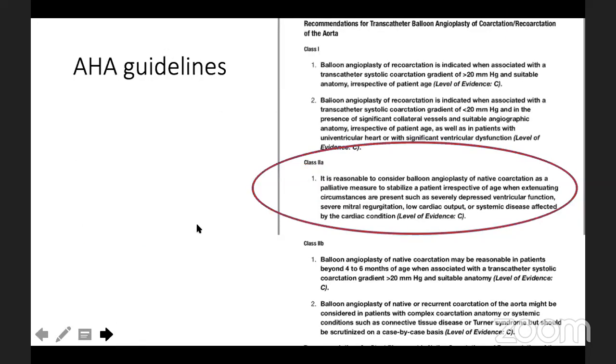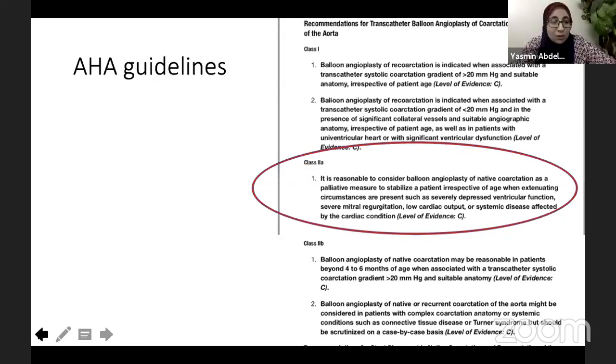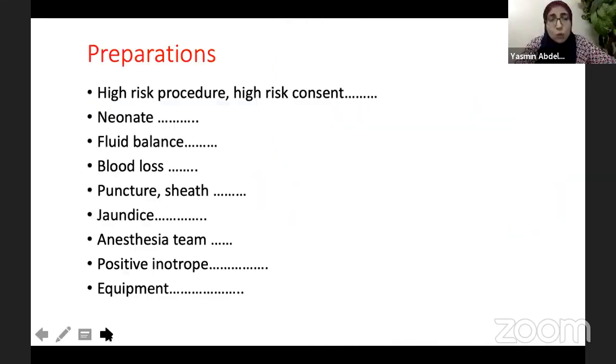Okay. So also agreeing with the Indian guideline that it's class 2A and it's reasonable to pass this critical situation with your patient with transcatheter balloon angioplasty in order to allow the patient later to have his definitive surgical repair for this coarctation. So we took the patient for urgent cardiac catheterization.